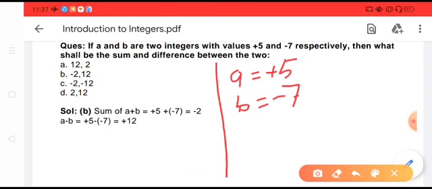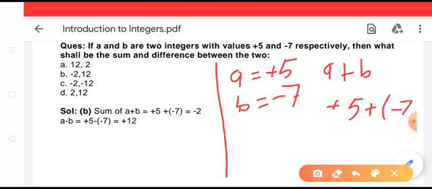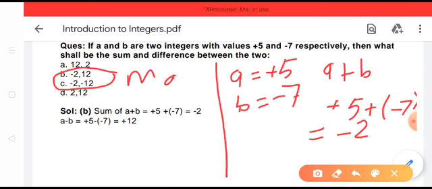Now first is the sum, a plus b. It means +5 plus -7. It becomes -2. It means B and C may be the answer.